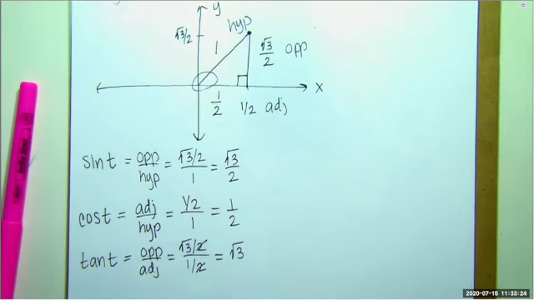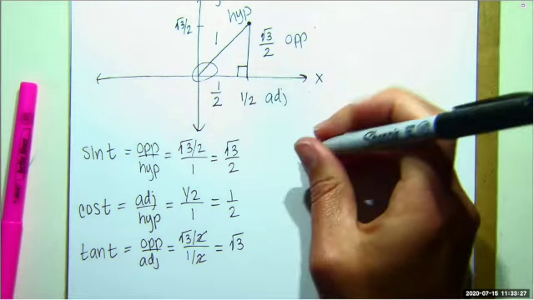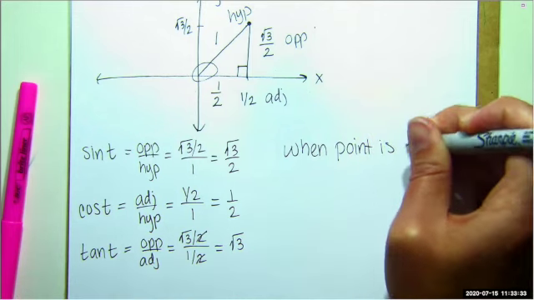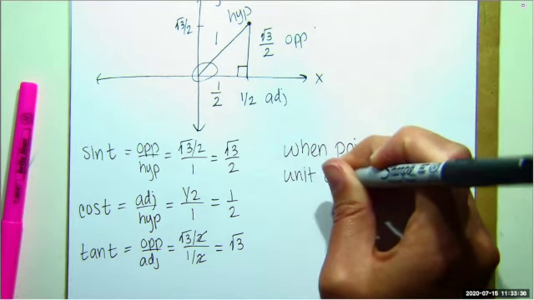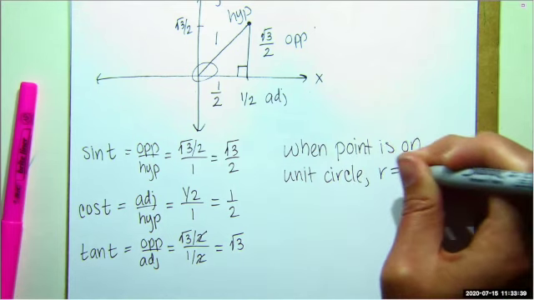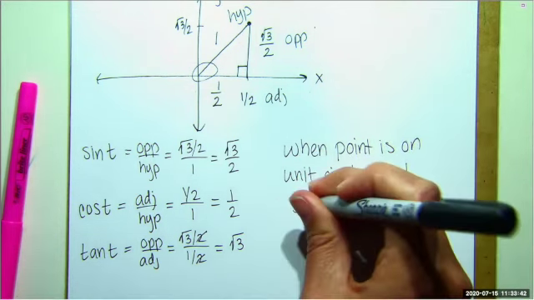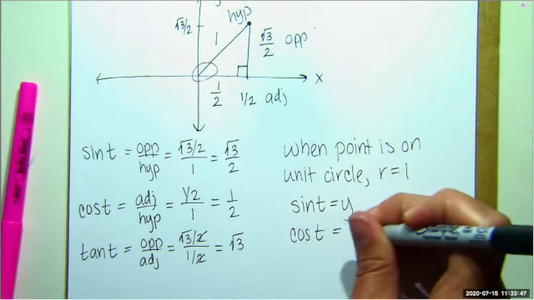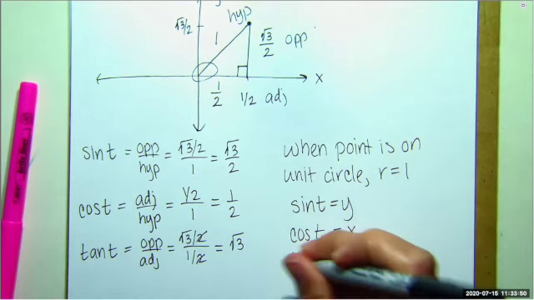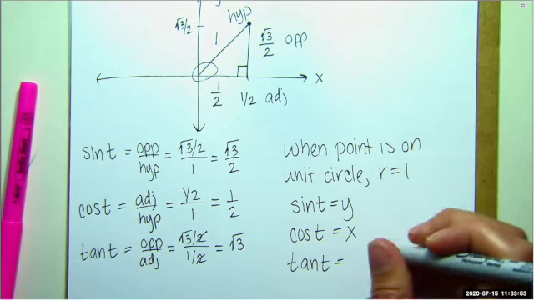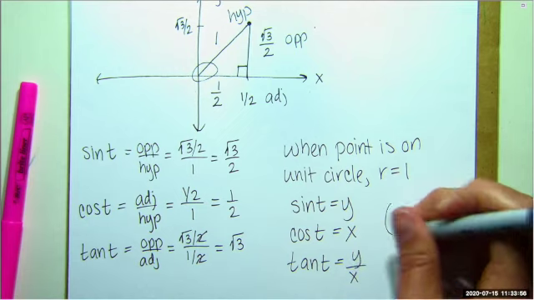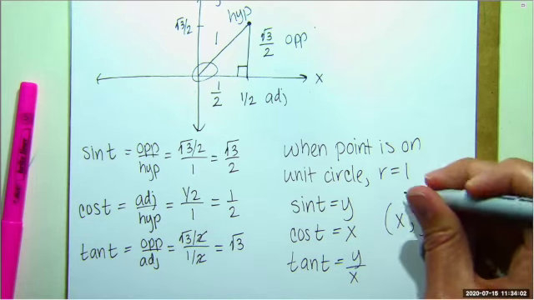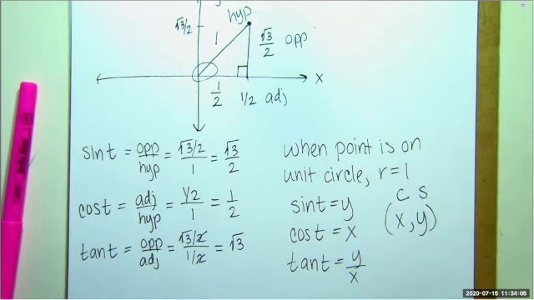Now, what have you noticed here? Hopefully, when a point is on the unit circle, meaning the radius is equal to 1, sine of t is always just the y coordinate. Cosine of t is always just the x coordinate. And tangent is always y over x. If we're looking at a point x comma y, this works just like we did with the quadrantal angles. They go in alphabetical order: this is cosine, this is sine.